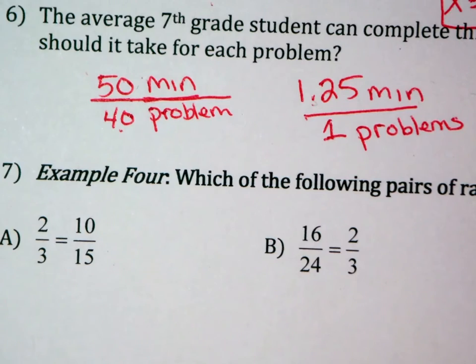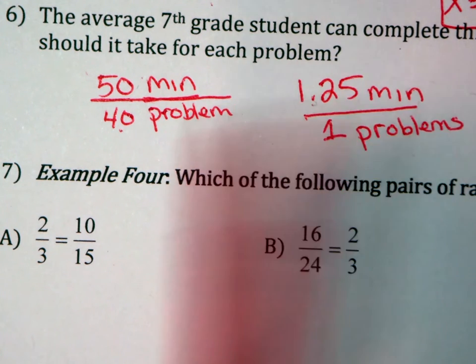Problem number 6. The average 7th grade student can complete this study guide in 50 minutes. How many minutes should it take for each problem? Well, you already see the answer there because technical difficulties caused me to have to record this problem over again. But let me walk through it with you.